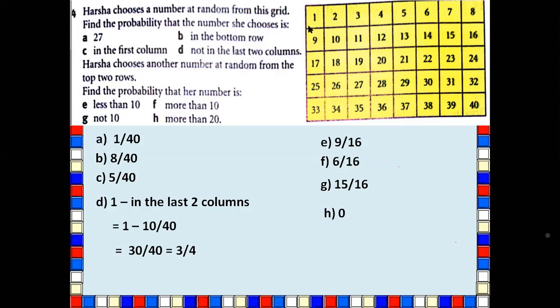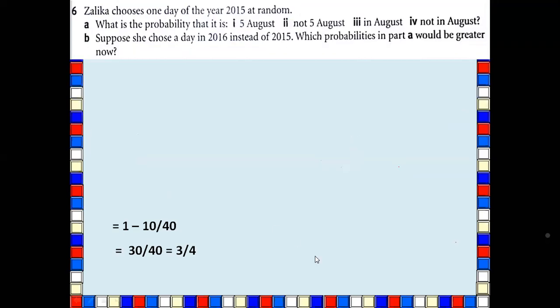So let's go to another question. Question number 6. We're not going to do question 5 because it's the same idea, repeated, so we're not going to do it. So let's go to question 6. Now, in question 6, Zelika chooses one day of the year 2015 at random. Part A, what's the probability that the day she is going to choose is 5 August?